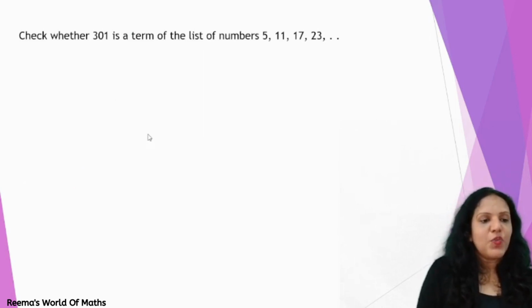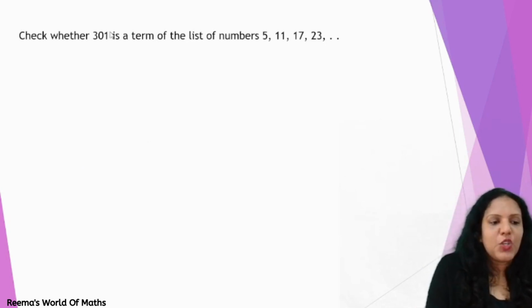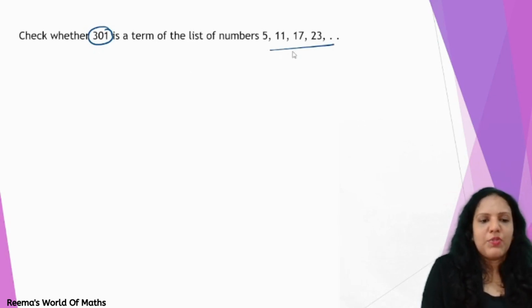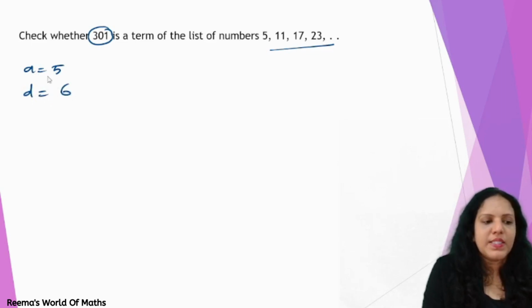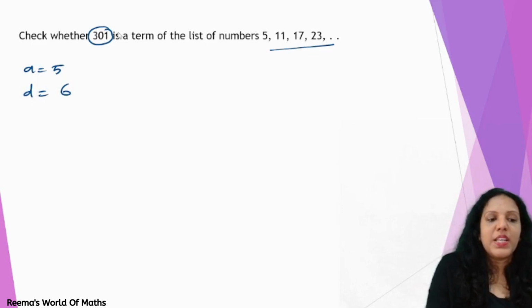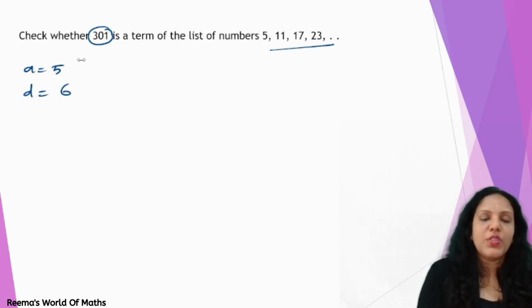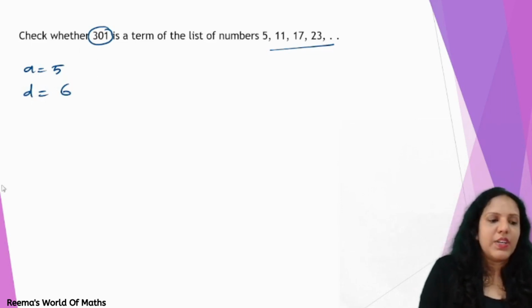Check whether 301 is a term of the list of numbers 5, 11, 17, 23. We need to see whether 301 is a term in the given AP. The first term A equals 5 and the common difference equals 11 minus 5, which is 6. So the common difference is 6 and A is 5. We need to see the position of 301 in this given AP.